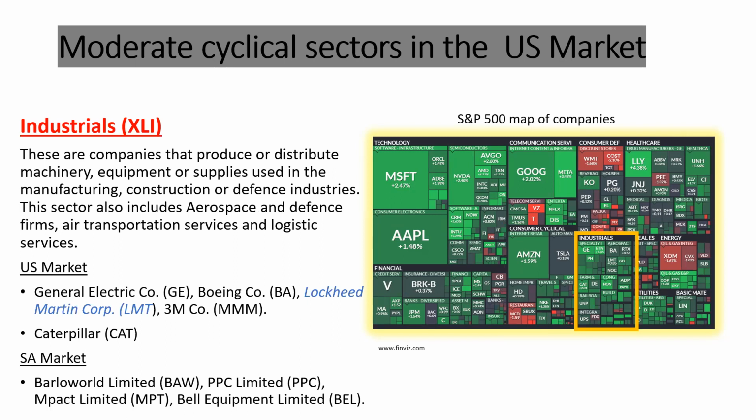And then we have industrials. These are companies that produce or distribute machinery, equipment or supplies used in the manufacturing, construction, or defense industries. This sector also includes aerospace and defense firms, air transportation services, and logistics services. In the US market, examples are General Electric, Boeing, Lockheed Martin, which I owned previously, and 3M. We have Caterpillar as well. In the South African markets, we have Barloworld, we have PPC Limited, we have Imperial, and we have Bell. And we see in the S&P 500 map of companies, it's located over here.